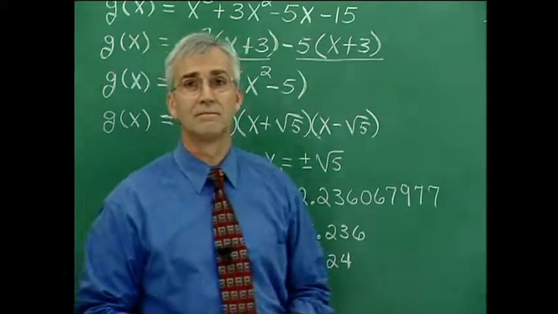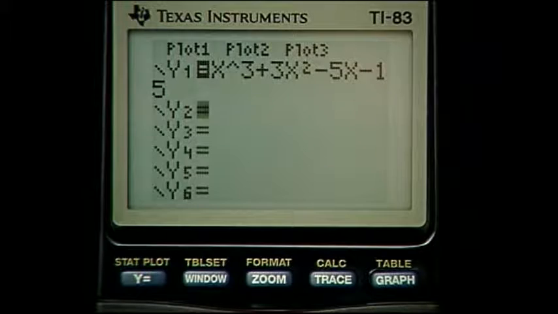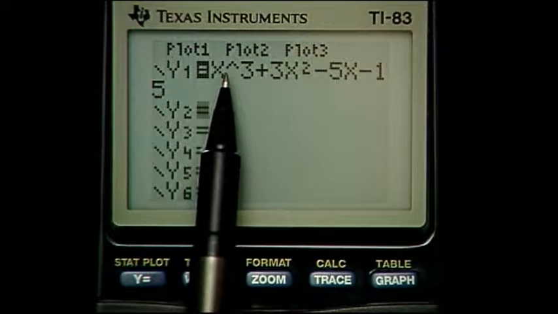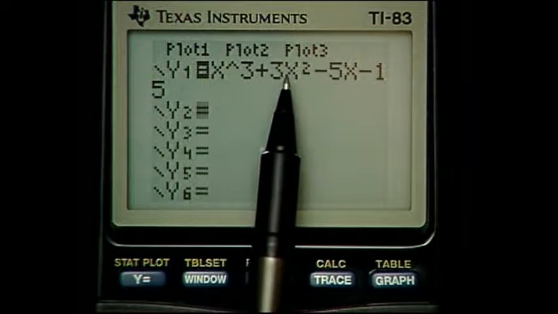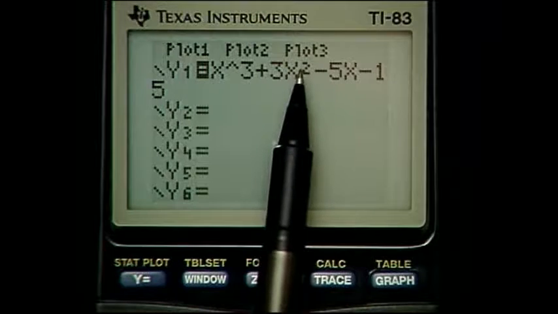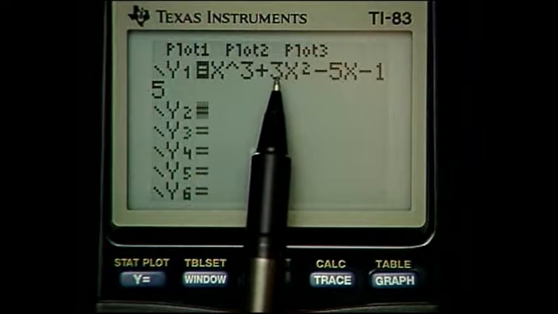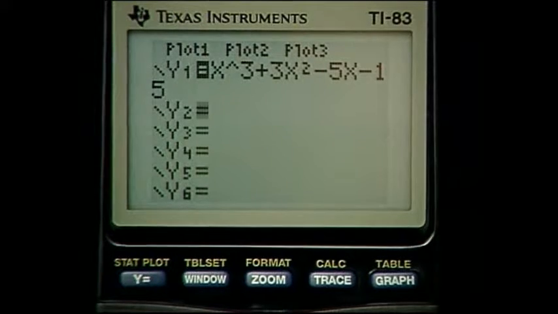Let's have a look. The function has already been entered. Now notice to enter x cubed, we have x and that exponent key and then a 3. This is x cubed. And then 3x squared. The squared on x can be entered in 2 ways. It can be entered as an exponent with a 2 in this position, or by simply pressing x squared for this item to come up.